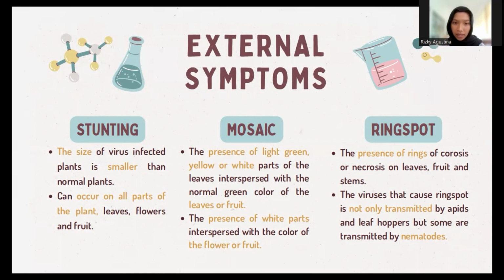The second one is mosaic. The presence of light green, yellow, or white parts of the leaves interspersed with the normal green color of the leaves or fruit. The presence of white parts interspersed with the color of the flower or fruit. The third one is ring spot. The presence of rings of chlorosis or necrosis on leaves, fruits, and stems. The viruses that cause ring spot are not only transmitted by aphids and leafhoppers, but some are transmitted by nematodes.